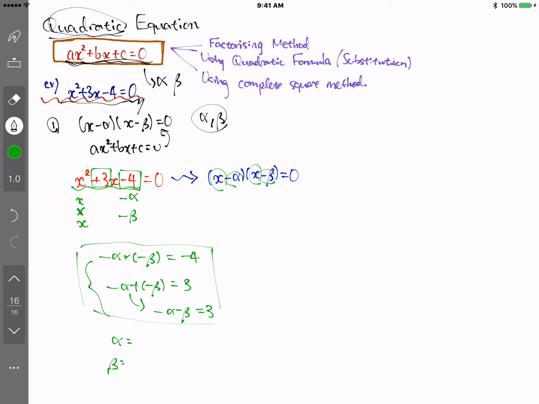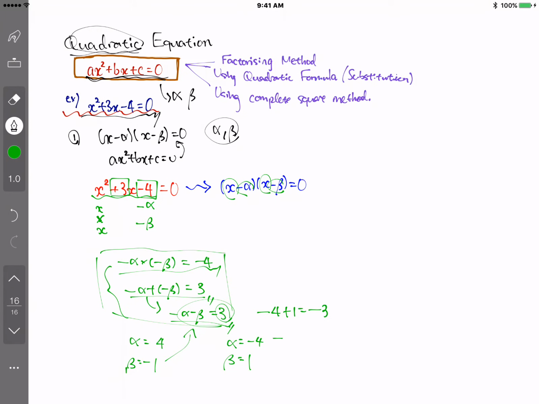Let's just guess. Let's say alpha is 4 and beta is negative 1, because 4 times negative 1 makes negative 4. Let's substitute these values into negative alpha, negative beta and see if it matches 3. Negative 4 plus 1 makes negative 3, which does not satisfy this term. So let's say alpha is negative 4 and beta is 1. It satisfies the first term, since negative 4 times 1 makes negative 4. And let's substitute it here.